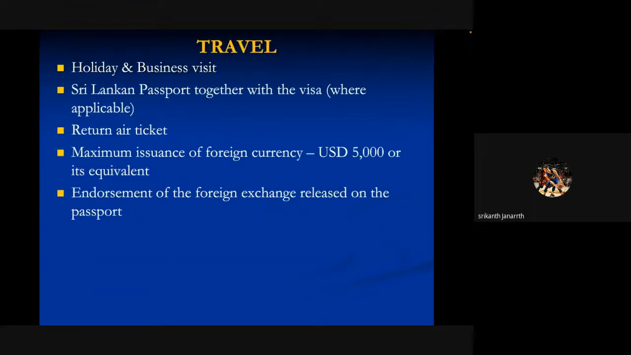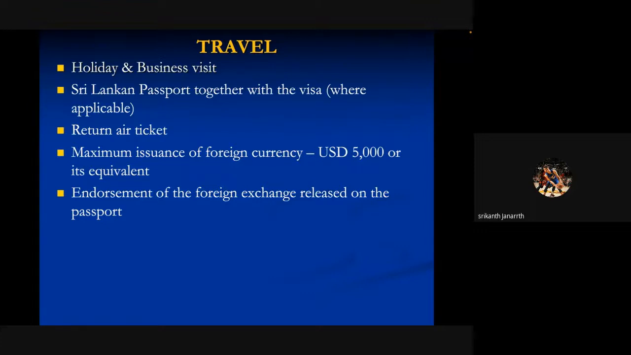Let us look at travel. Travel could be a holiday or business visit. Somebody can walk into your branch and say he is traveling. Then he wants to carry some foreign currency notes. So he is asking you, can I get 3,000 US dollars? I am going to Malaysia for a business trip, or I am going for a leisure trip with my family, my wife and two children.